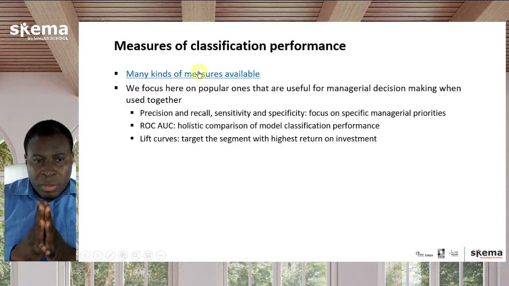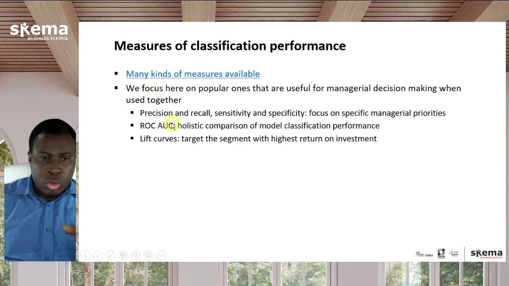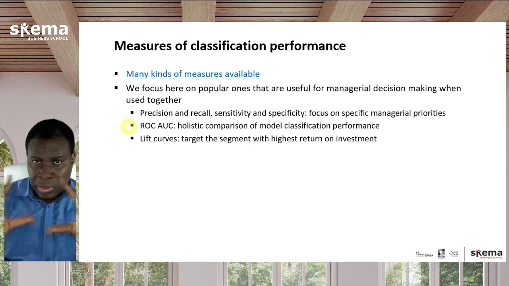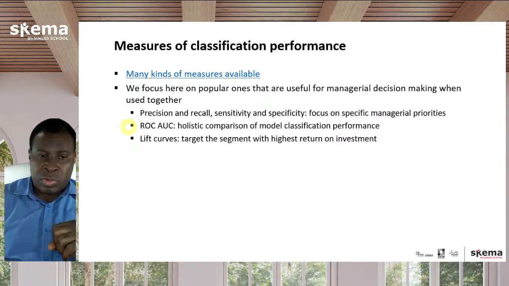First, there are two pairs: precision and recall, and sensitivity and specificity, which focus on specific managerial priorities. That's what we're going to see. Then another very useful approach is the ROC AUC, that's receiver operating characteristics area under the curve, which is a holistic comparison of model classification performance. So it's one number that really looks at a lot of things at once.